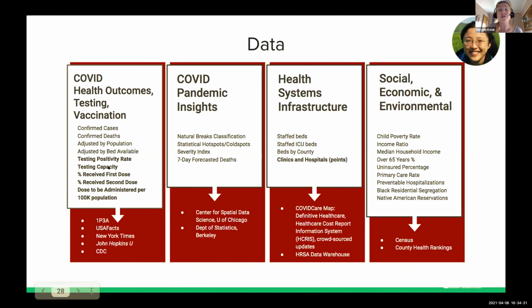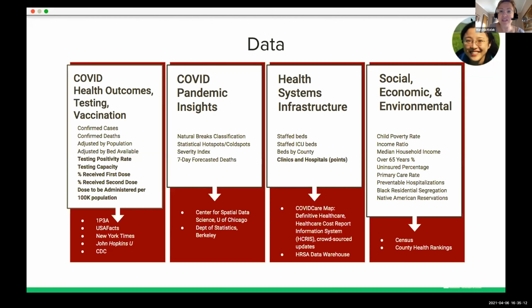So we include confirmed cases and deaths from multiple different data sets, adjusted for population, adjusted by hospital beds available, and positivity rates. We also now have vaccination rates, and this list is always growing. We have different pandemic insights. We use actual statistical clustering algorithms called natural breaks to determine how to show the data, because how you show the data can really influence how you think about it. We include statistical hotspots and cold spots, and so on and so forth. And then again, a lot of different social, economic, environmental data sets, and also mobility data. I'll highlight some of this in a super quick demo.